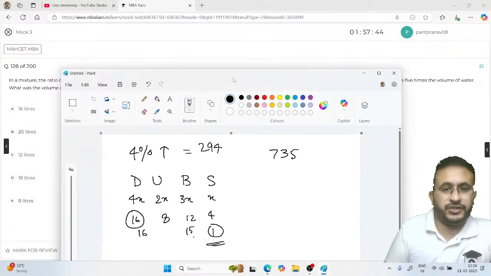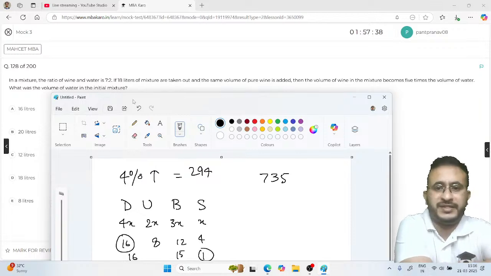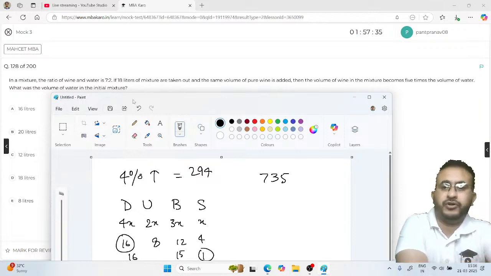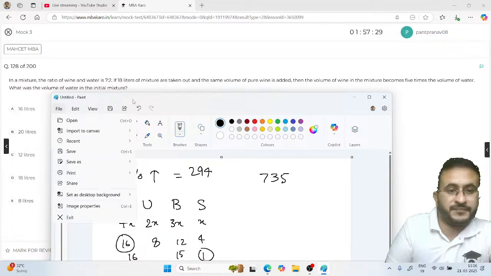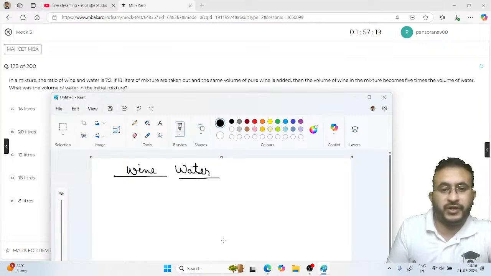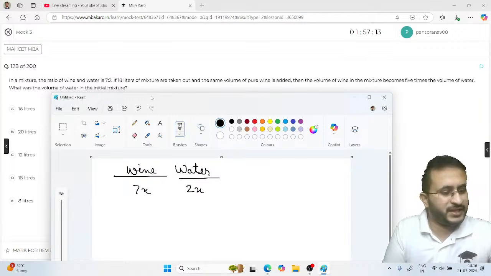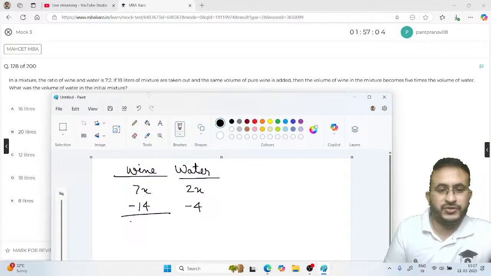In a mixture the ratio of wine and water is 7:2. 18 liters of mixture is taken out and same volume of pure wine is added. Volume of wine in the mixture becomes 5 times the volume of water. What was the volume of water in the initial mixture? So we have wine and water. Okay. So what are we doing? 7:2. So let us say 7x and 2x. Now 18 liters of mixture is taken out. Now if you take out 18 liters, that will be going in the ratio 7:2 only. Okay. इसमें 14 हो गया और इसमें 4 चला गया. Right. So 7x minus 14 and this is 2x minus 4.